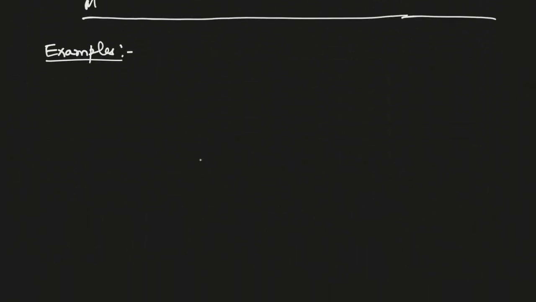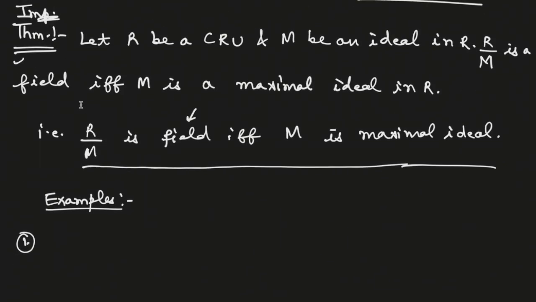Now let us discuss some examples of maximal ideal. First example. NZ is a maximal ideal in Z if and only if N is prime.